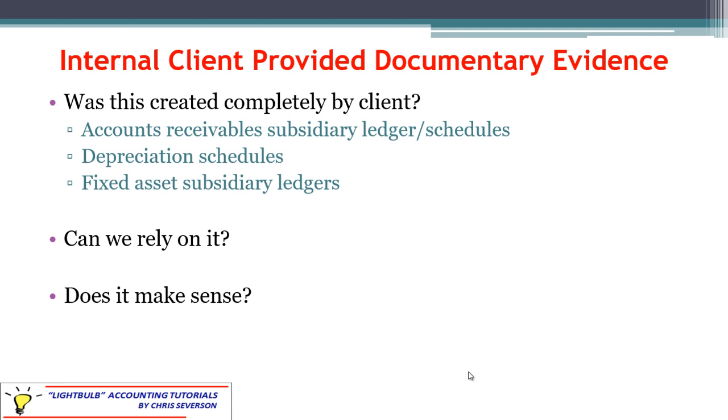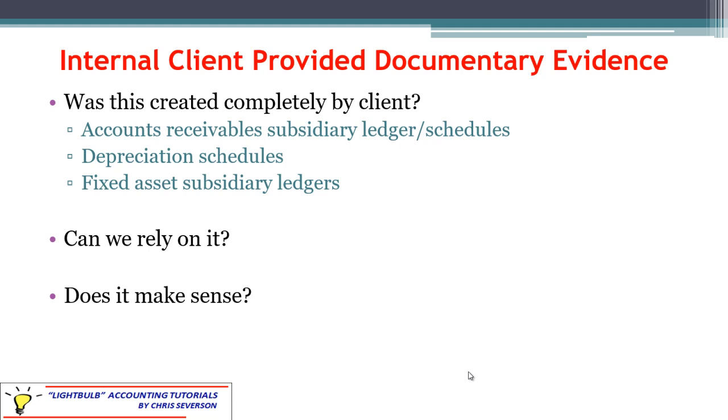Now, again, the last level of documentation is the internal client provided documentary evidence. If this information was prepared by the client or prepared by the company, then it's less reliable because obviously the client could have made changes to their own work if they wanted to make something look better. So these are things like accounts receivable subsidiary ledgers and schedules, depreciation schedules, fixed asset subsidiary ledgers. These are just a few examples of it.